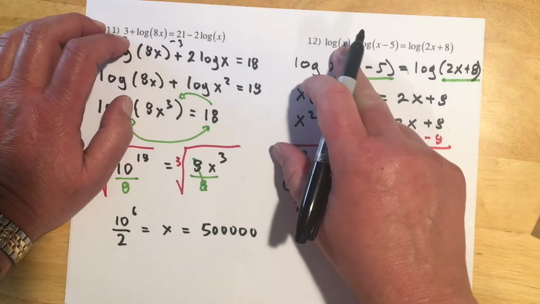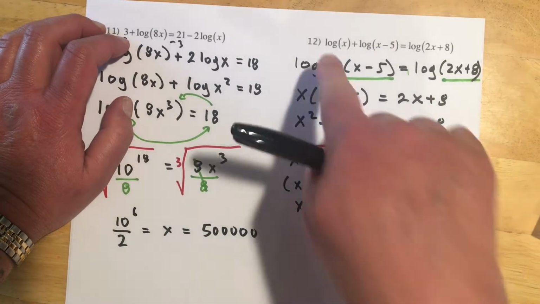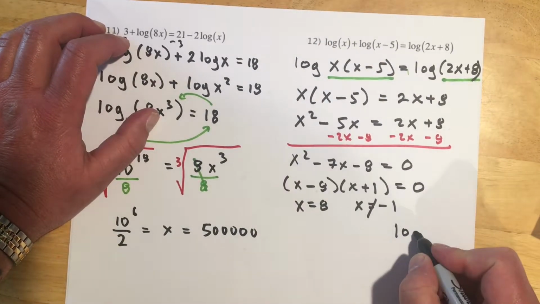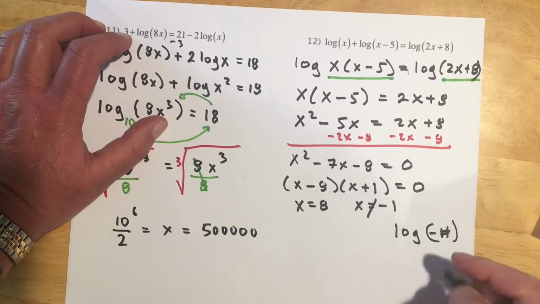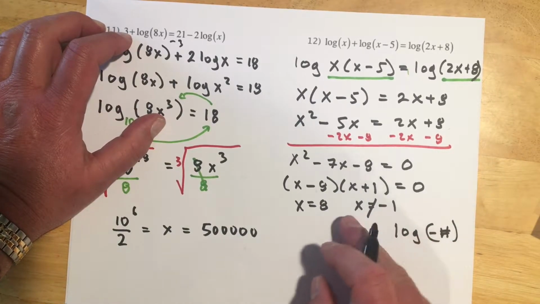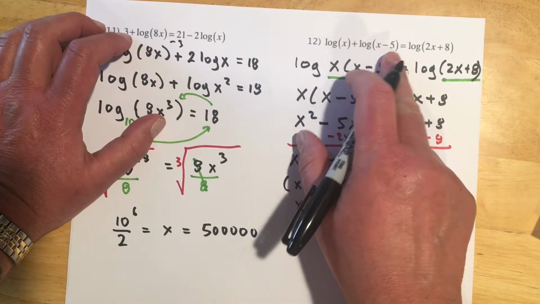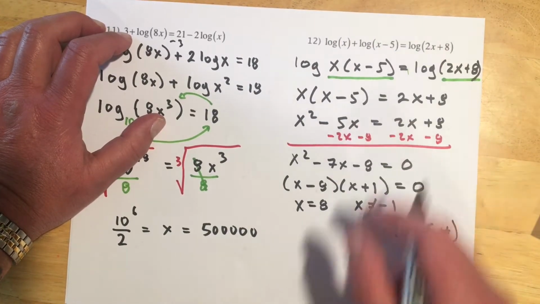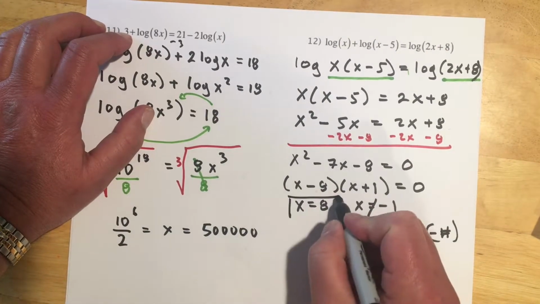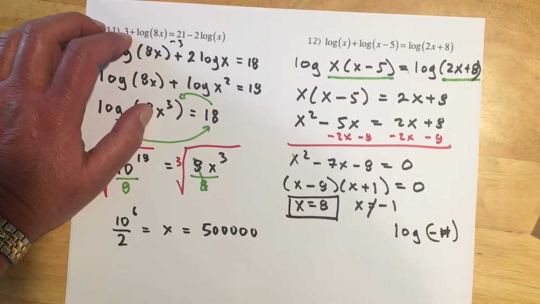But negative 1, if I put that back in here, I'm trying to take a log of a negative. Remember, this is what we cannot have. So this one is extraneous. If I put the 8 in, 8 minus 5, this stays 3, so it's still positive. That one will be positive. So that is our only legitimate answer.